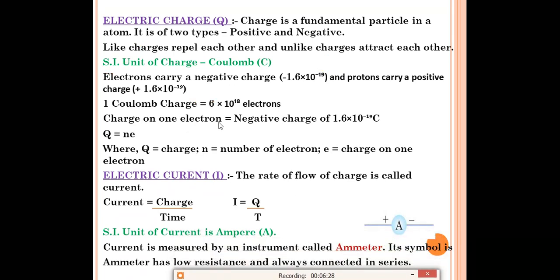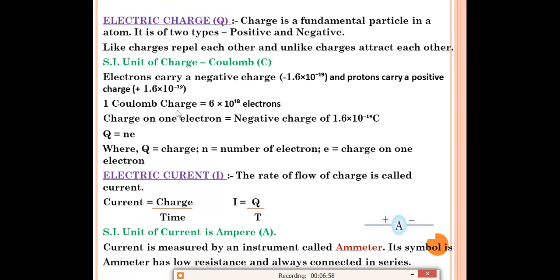So the charge on 1 electron is negative 1.6 into 10 to the power minus 19 coulomb. One formula we have is Q equals Ne, where N represents the number of electrons and e is the charge on 1 electron. Suppose the question asks: calculate the charge for 10 electrons. Then 10 is the number of electrons, N. The charge on 1 electron is 1.6 into 10 to the power minus 19. If you multiply those quantities, you get the charge on 10 electrons.